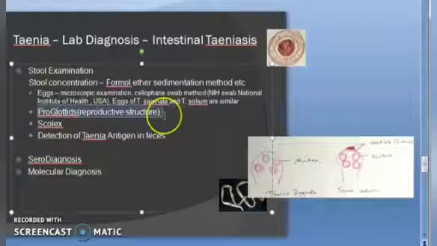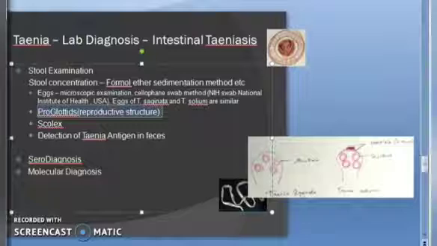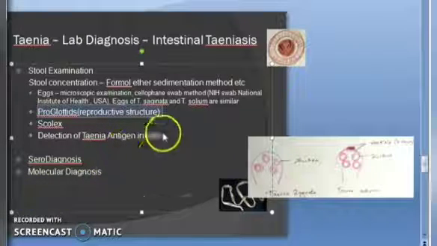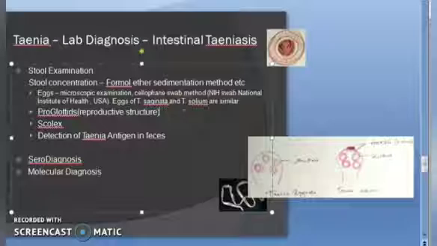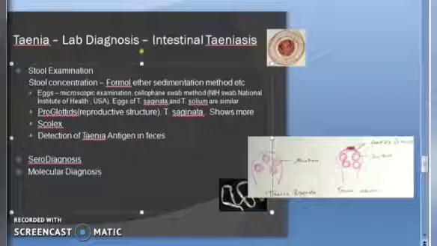Now coming to proglottids. With proglottids, species identification you can do. You can use a hand lens, and the gravid proglottid is pressed between two slides. If you examine the gravid proglottid, there will be lateral branches. There will be a lot of branches in tinea saginata. Tinea saginata shows more, and in tinea solium it will be a little less.